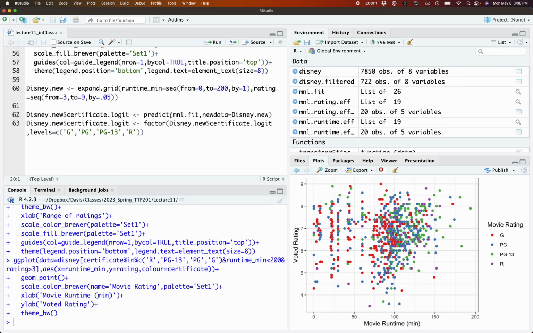So this is what we observe in reality, but I could point to a specific area in this plot, right? I could say, okay, if you had a 50-minute runtime and you had a rating of 5.5, what would the model predict as the outcome? Okay. And so what would the model tell us? What information would the model give us, from what we've seen so far in the MNL?